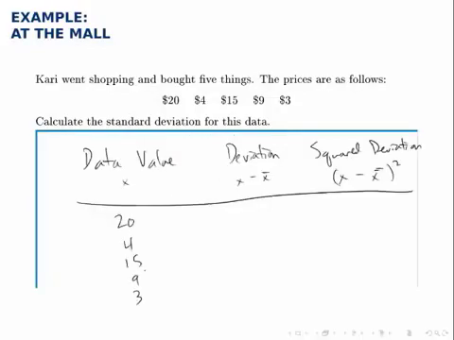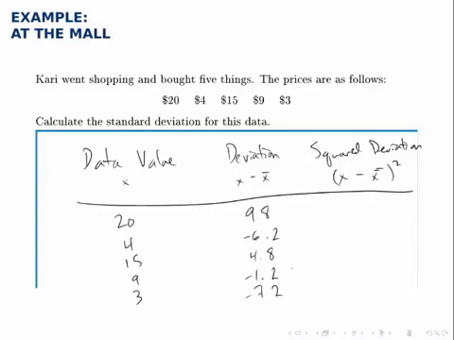once. We'll use this table to organize everything. We have the data values listed, and we'll calculate the deviation for each one by simply subtracting this number, 20 for instance, minus 10.2, and then 4 minus 10.2, and 15, and so on. And we'll calculate a deviation for each data value.